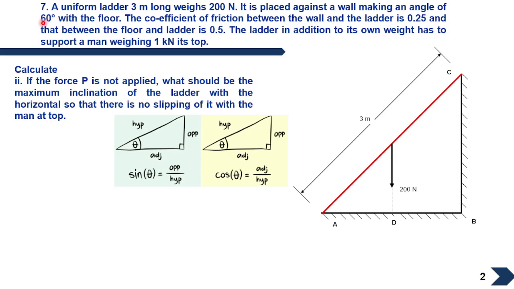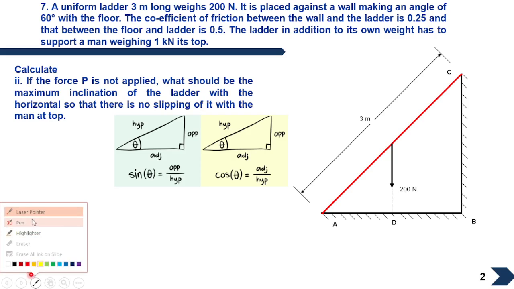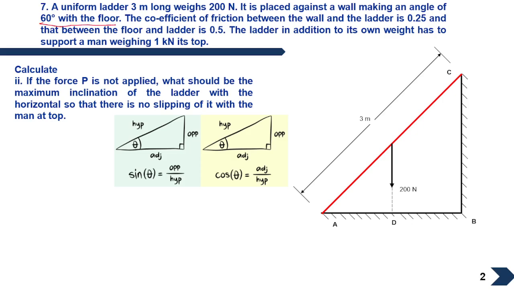Here in this case, this 60 degree is not there. Instead, what they have given here is, if the force P is not applied, what should be the maximum inclination of the ladder with the horizontal. So they have asked what should be the maximum inclination with the horizontal so that there is no slipping of it with the man at top. Remaining things are same.